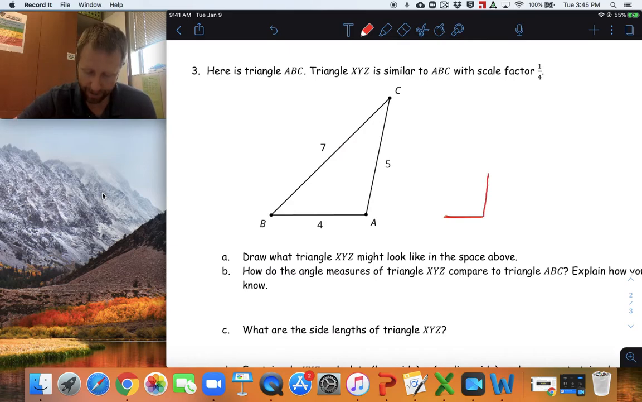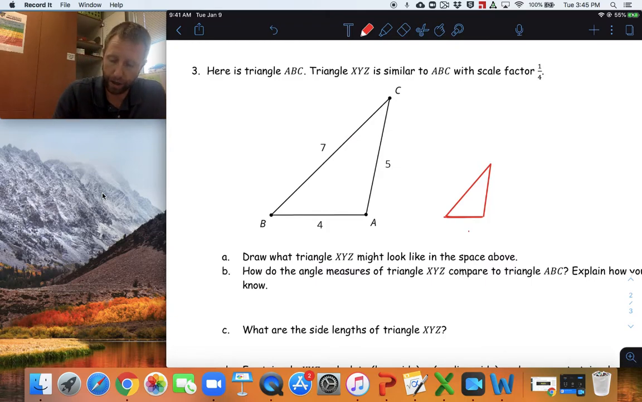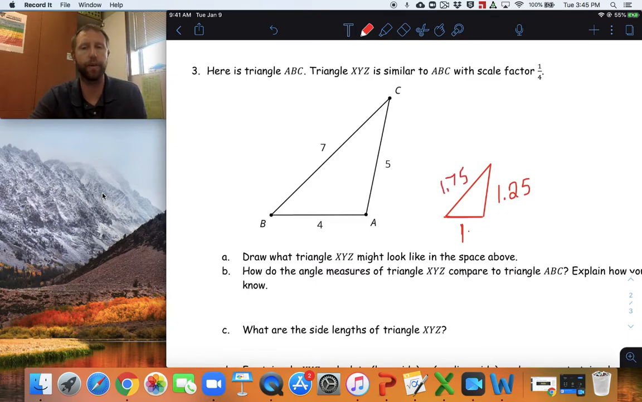It's just ever so slightly longer than the base. And then I can connect those to finish my triangle, and you can see I have a similar triangle here. Again, we know that this one for sure is 1. 1/4 of 4 is 1. 1/4 of 5 is 1.25, and you might have needed your calculator for that one. And then 1/4 of 7 is actually 1.75. And we might need our calculator for that one as well.